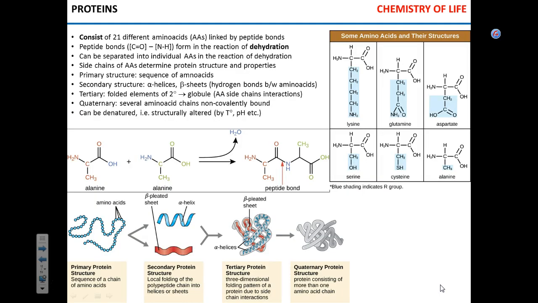Now the next two big classes are the ones that we're going to talk about a lot. Those are proteins, and then we're going to chat about nucleic acids. So let's talk about what proteins consist of.